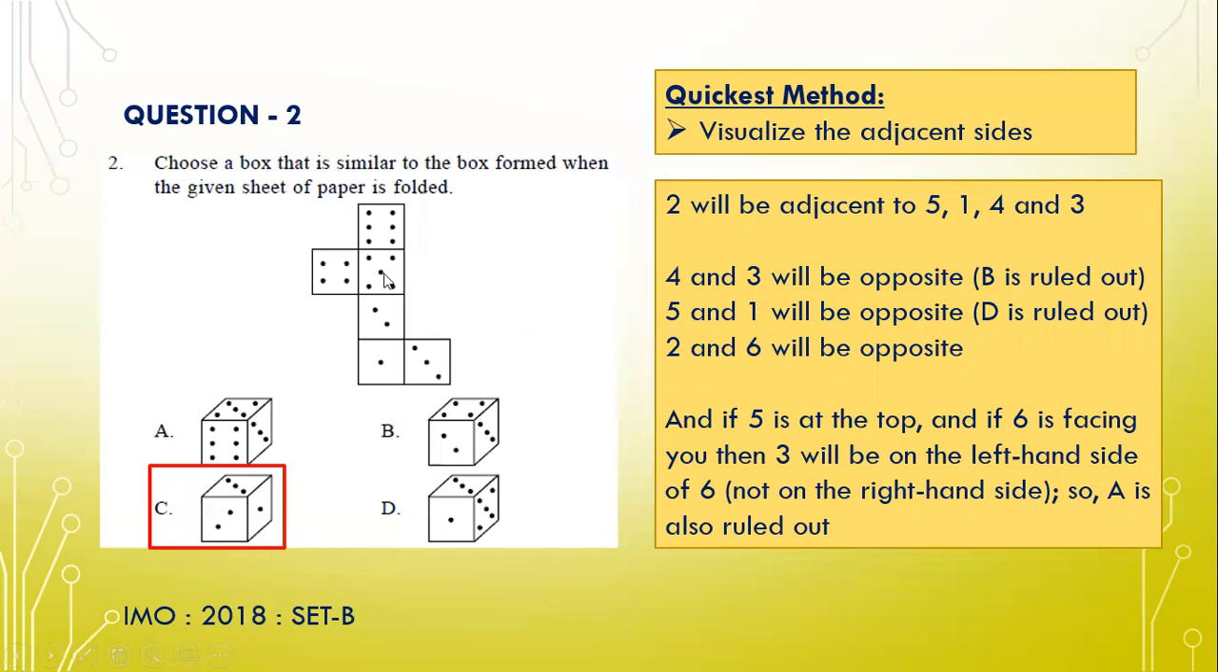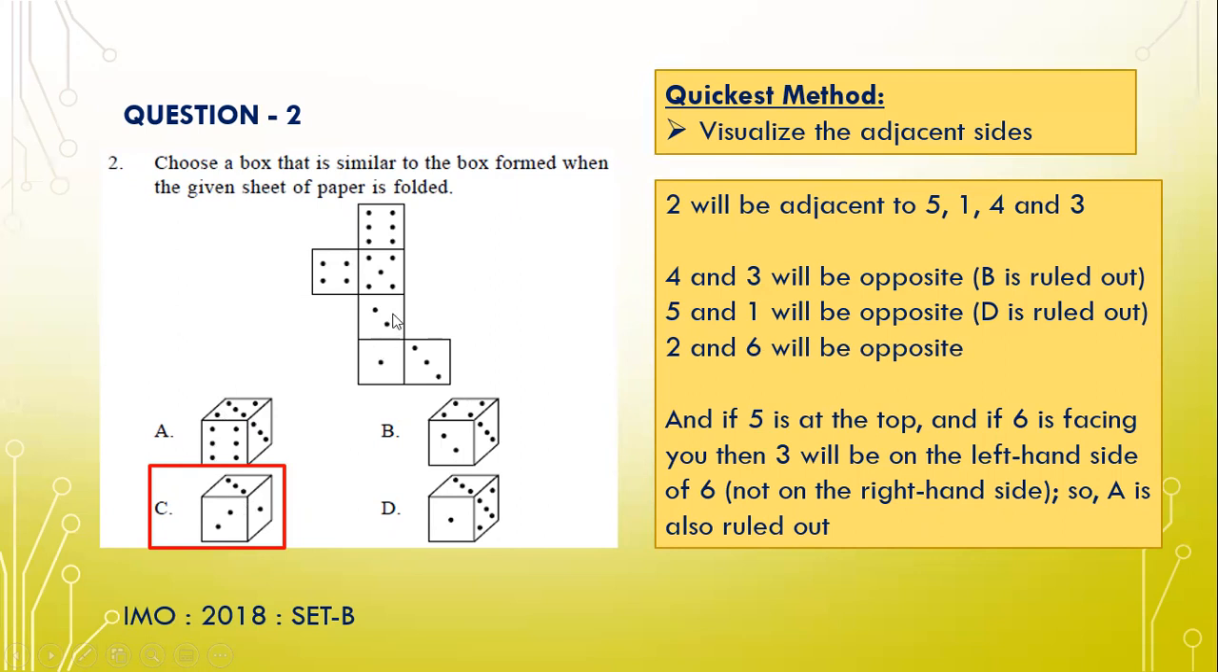Now if 5 is at the top and 6 is facing you, then 3 will be on the left hand side. It will be on this side and not on this side. So this is more of a visualization problem. So A is not true. Again, C is the right option.